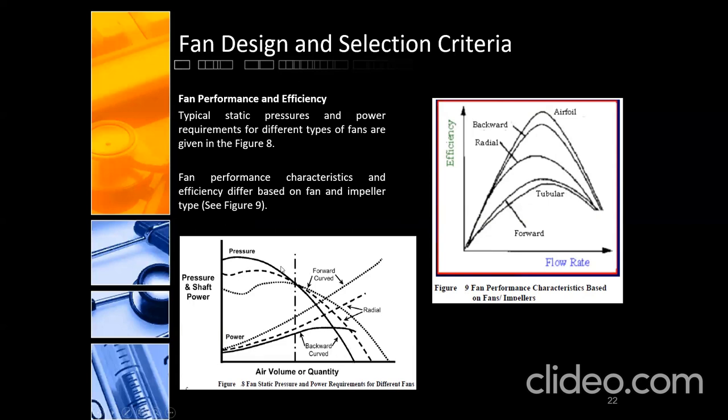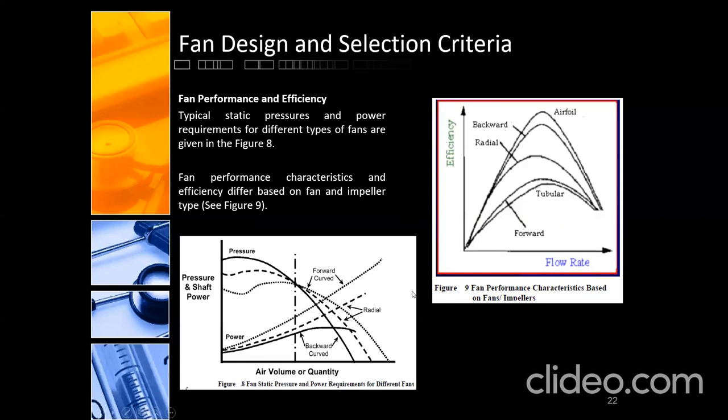Ito yung mga pressure yan. Kaya yan ang curve niya. This is the solid is backward curve. So is radial. Then ito is forward curve. Ganoon din dito sa power. Okay. This is fan static pressure and power requirements for different fans.